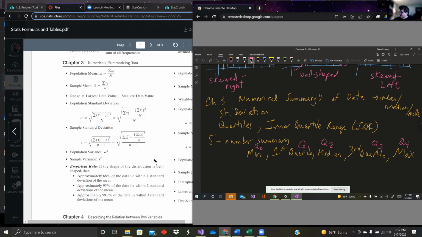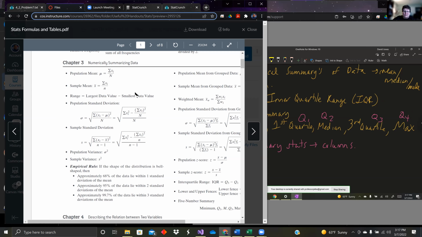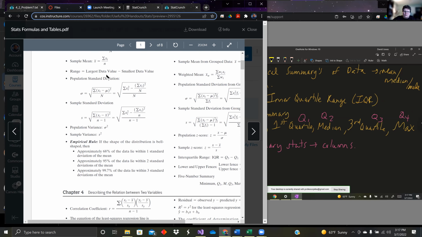All of this stuff you could find under stats, summary stats, columns. You just had to tell it what you were going to pick. And if you want to look at the formulas, come back and look at the stats and formulas table. It's got the formula for mean, population or sample, standard deviation. It talks about range. It's got the interquartile range down here, the 5-number summary, the fences.